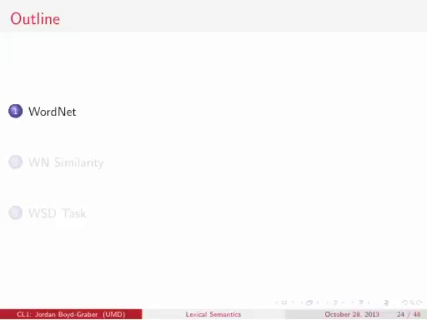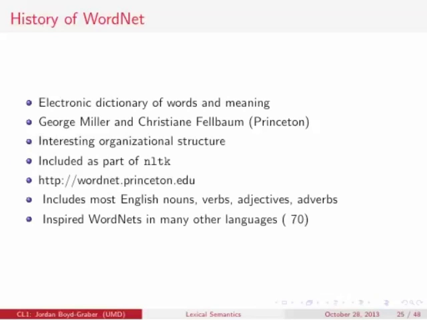So let's talk a little bit about WordNet. WordNet was designed as an electronic dictionary that would be machine readable. It was started by George Miller and later continued by Christiane Fellbaum at Princeton University. It's included as a part of the Natural Language Toolkit. You can also use it on the web at wordnet.princeton.edu. It includes most of the English nouns, verbs, adjectives, and adverbs, and it's inspired WordNets in about 70 other languages.